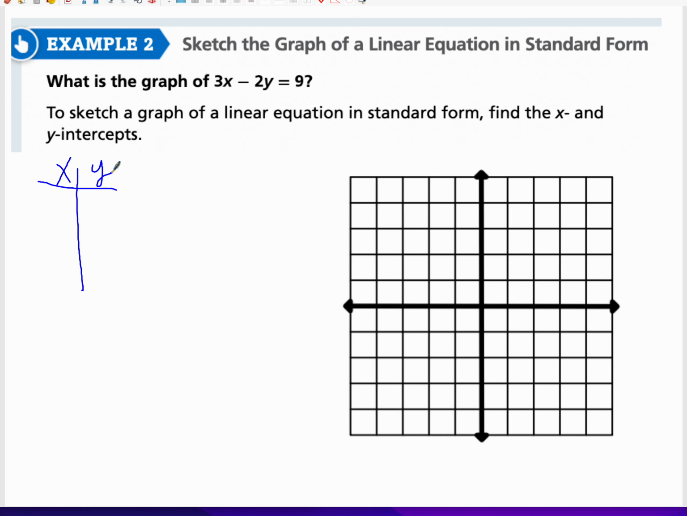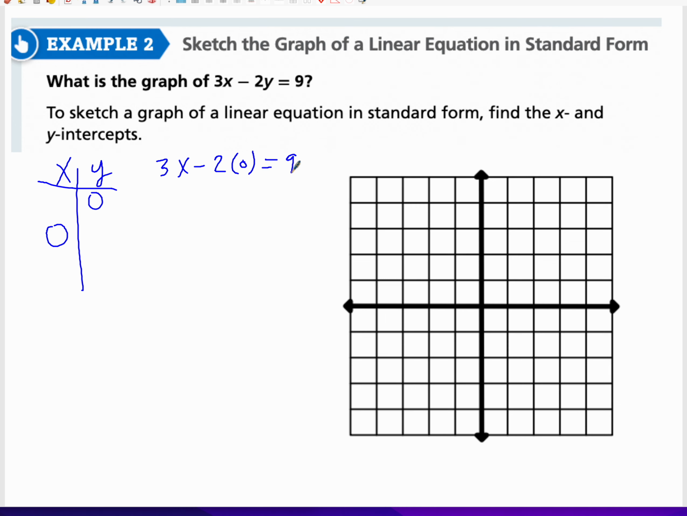There are obviously a dozen different ways you can think through this. I always do it with a t-chart. I want to put a 0 in for y and find my x-intercept, and I want to put a 0 in for x and find my y-intercept. I want to do it 2 times. So first I'm going to find my x-intercept by putting a 0 in for y. 3x minus 2 times 0 equals 9.